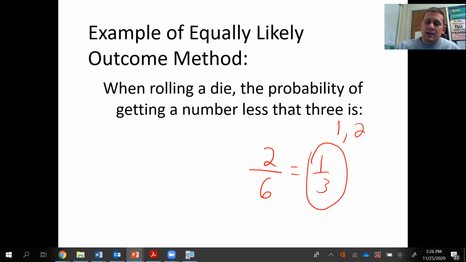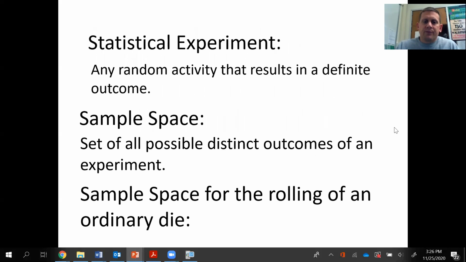Okay, so that's the equally likely method. They are all equally likely to occur, right? A 1, a 2, a 3, a 4, a 5, and a 6. They're all equally likely to occur. Okay. Statistical experiment, any activity that results in a definite outcome.